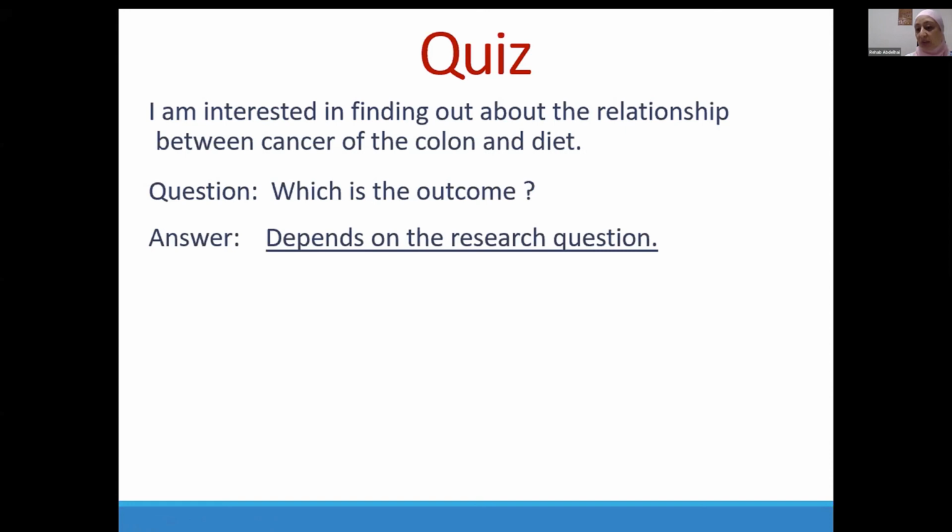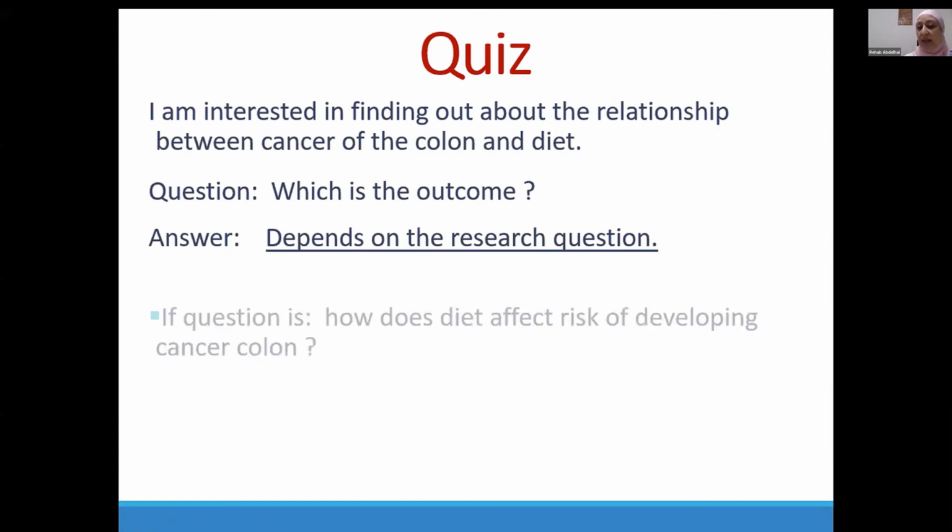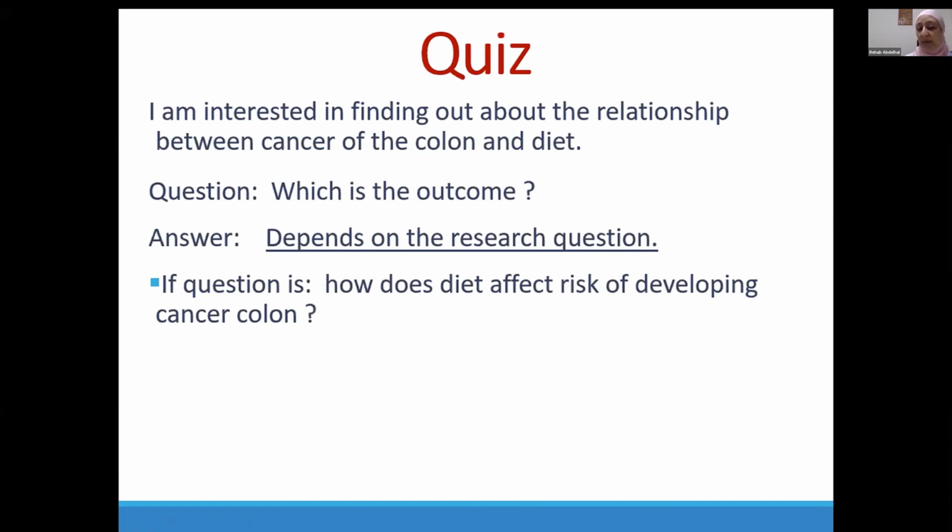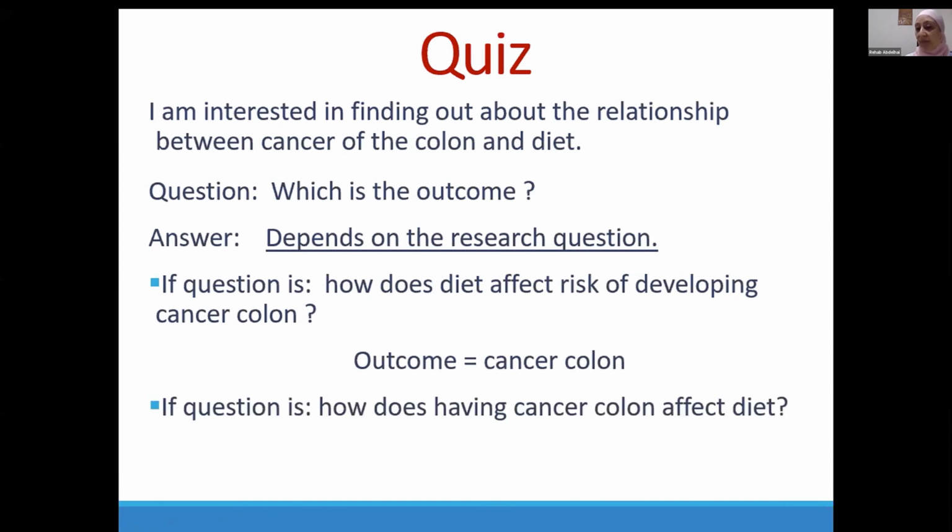So when I ask this question, which is the outcome, usually the answer depends on the research question. It depends on what you're asking. What is your question? So if the question is how does diet affect the risk of developing cancer colon, your outcome is cancer colon. Whereas if your question is how does having cancer colon affect diet, then your outcome would become diet. So here is a very clear demonstration of how the research question is the primary source of identification of who is my exposure and who is my outcome in my study.